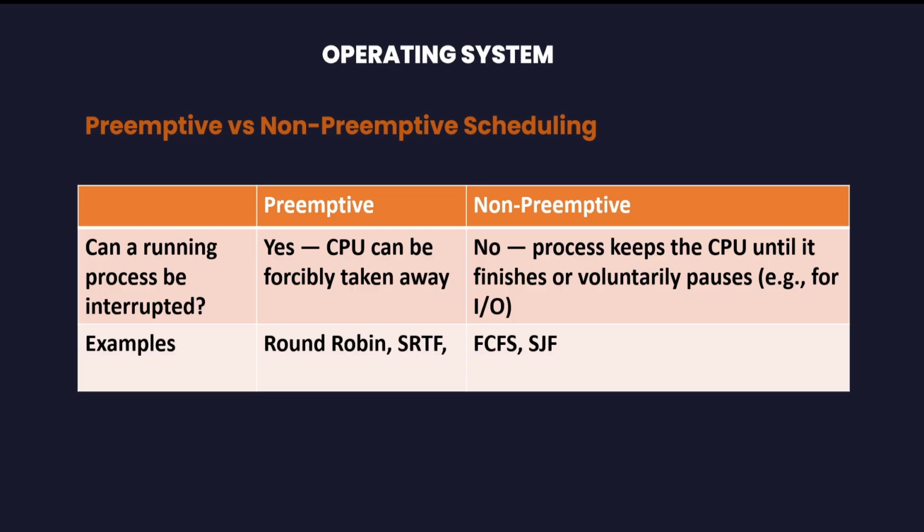Preemptive versus non-preemptive scheduling. What is preemptive scheduling? The operating system can forcibly pause a running process mid-execution and take away the CPU to give it to another process. And non-preemptive is once a process gets access to the CPU, it holds on to it until it finishes completely or it voluntarily pauses. What are the examples for preemptive? Round robin, SRTF, which is shortest remaining time first. For non-preemptive, FCFS, which is first come first serve, and SJF, shortest job first. We'll discuss all these examples in detail.